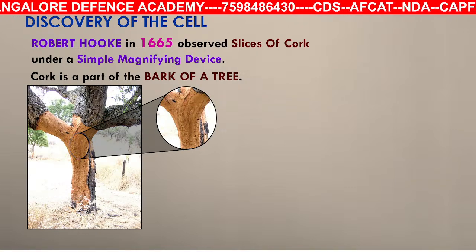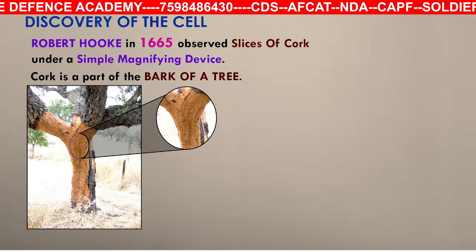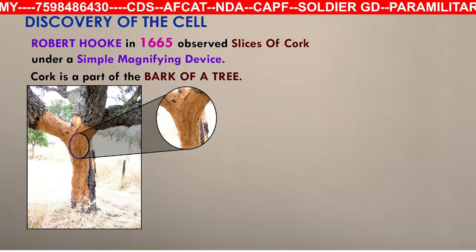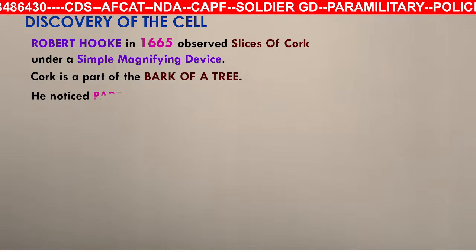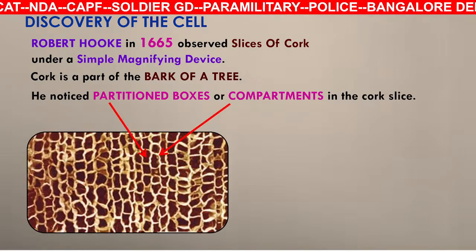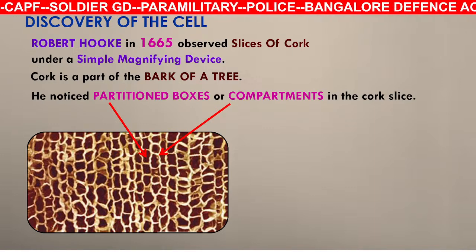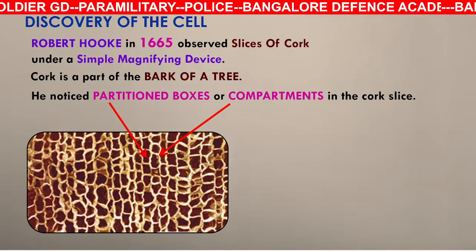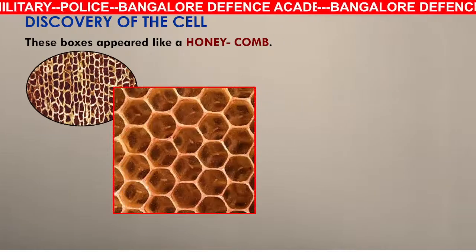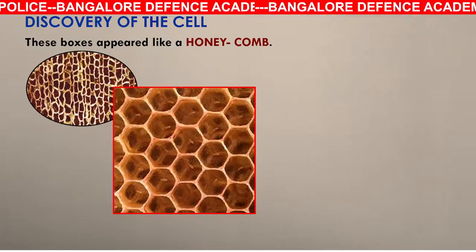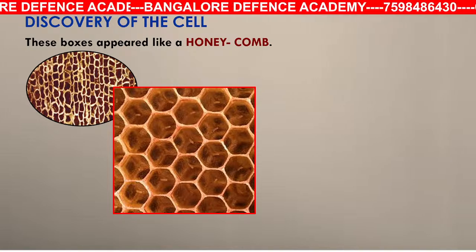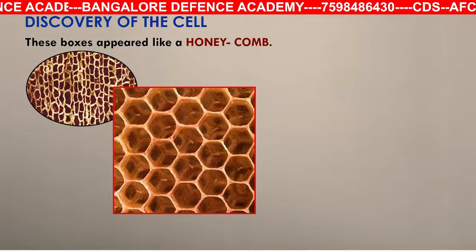Imagine this is the tree and I have zoomed in. So this part of the tree, Robert Hooke watched it carefully and he noticed partition boxes or compartments in the cork slices. His observation was that these boxes appeared like a honeycomb. Okay, you might have seen a honeycomb, correct? It looks like this. So look at this, how beautiful it is. There are compartments of boxes.